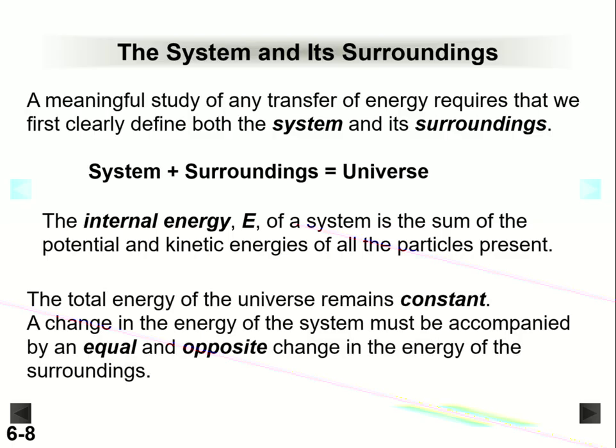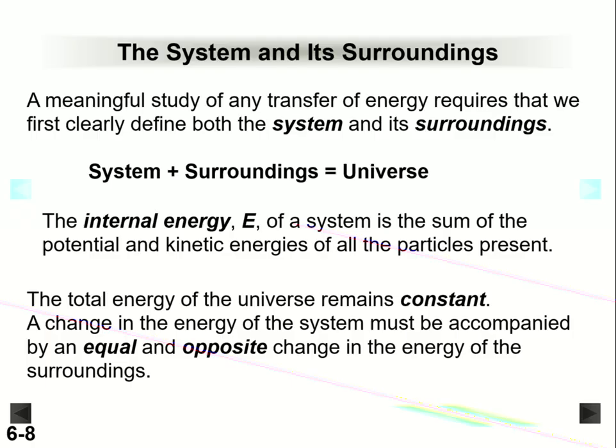So the system plus the surroundings equals the entire universe. The internal energy of a system is the sum of all the potential and kinetic energies of all the particles, as we said before. And we may not know the absolute value for these, but we can tie them precisely to references. And then we'll be able to know with good certainty what the energy change would be going from one state to another state, which is what we're concerned with.